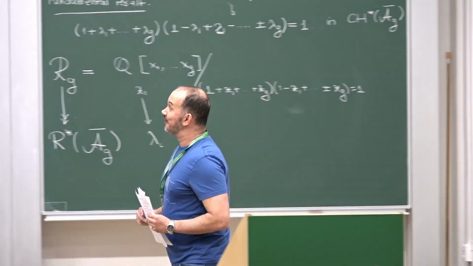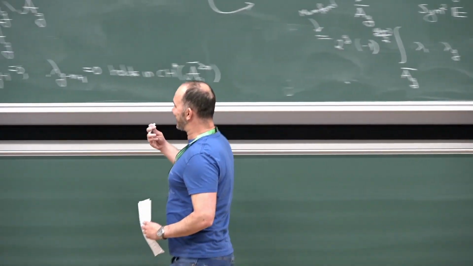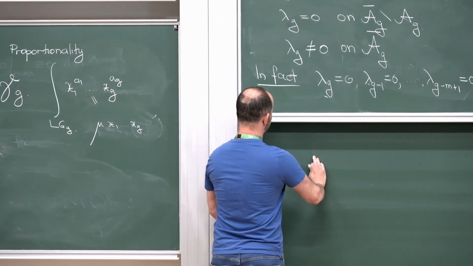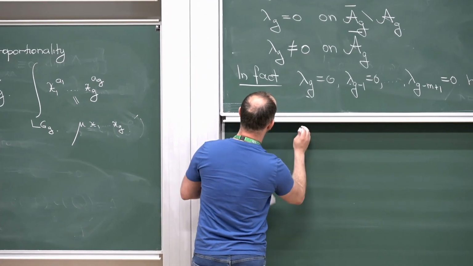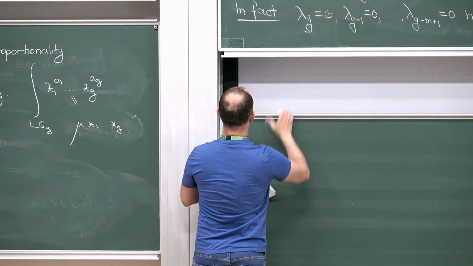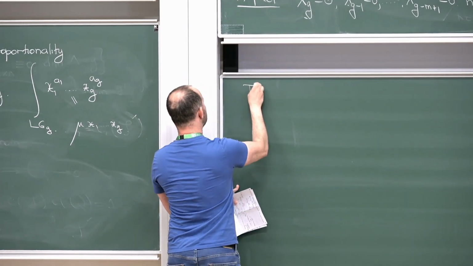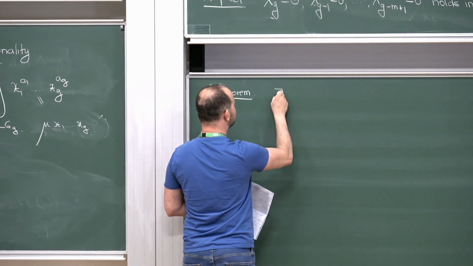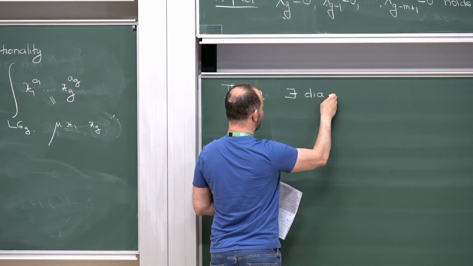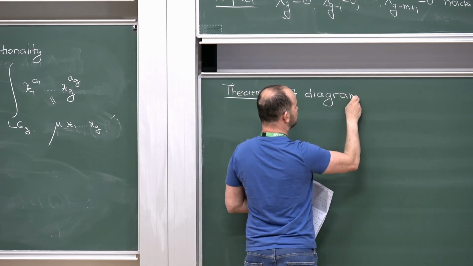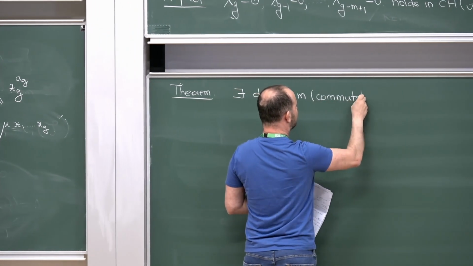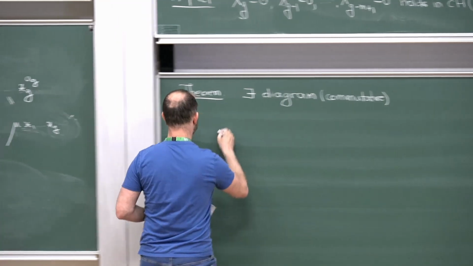All right. So now I still haven't defined the tautological projection, so maybe I'll do that next. Here's the second result that I would like to explain. Theorem: there exists a diagram which is commutative. And the diagram goes like this.